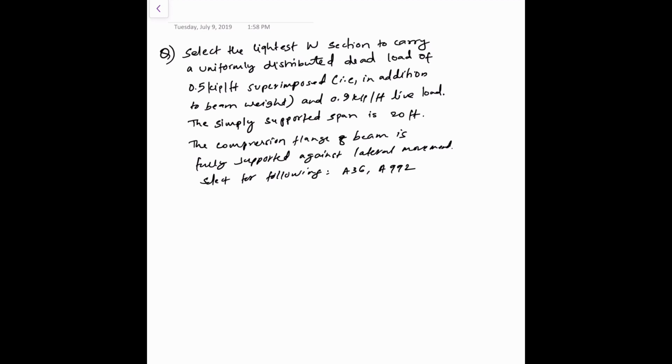Hi everybody, today I am going to select the lightest W section to carry a uniformly distributed superimposed dead load of 0.5 kip per foot, that is in addition to the beam weight, and we are given a live load of 0.9 kip per foot. The simply supported span of the beam is 20 feet.